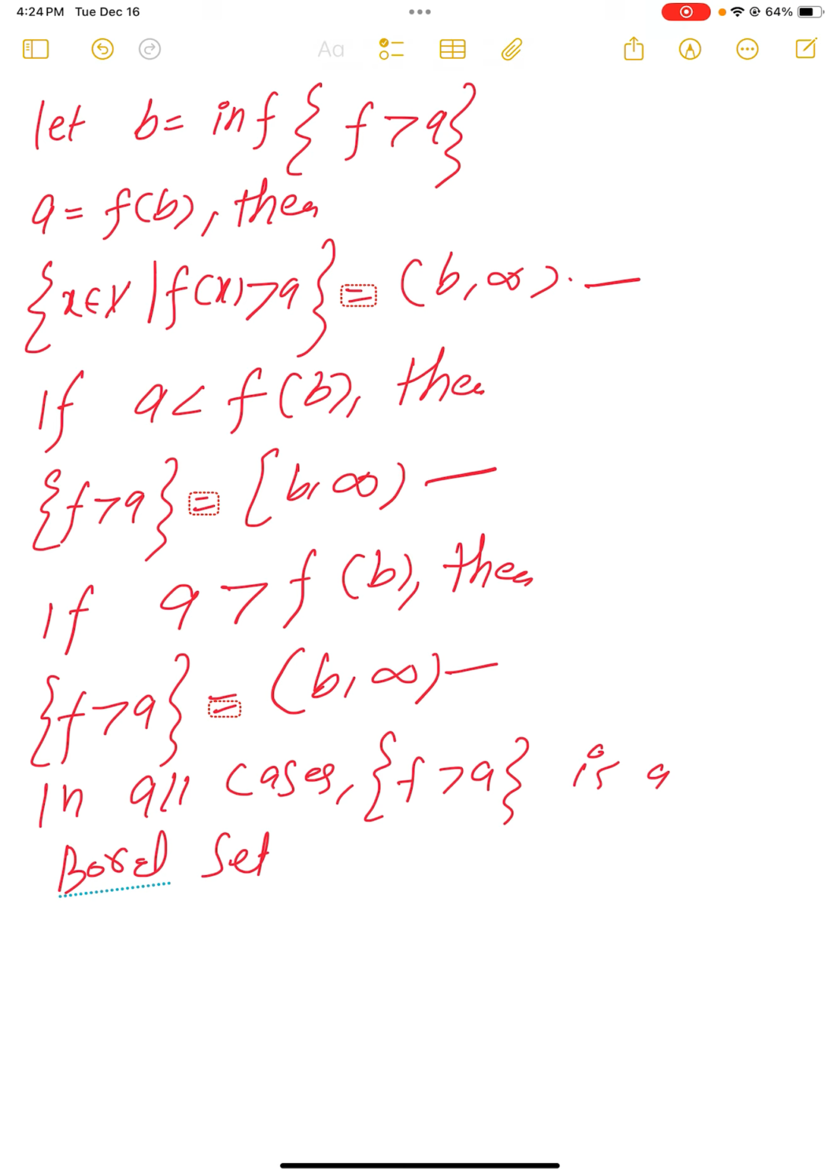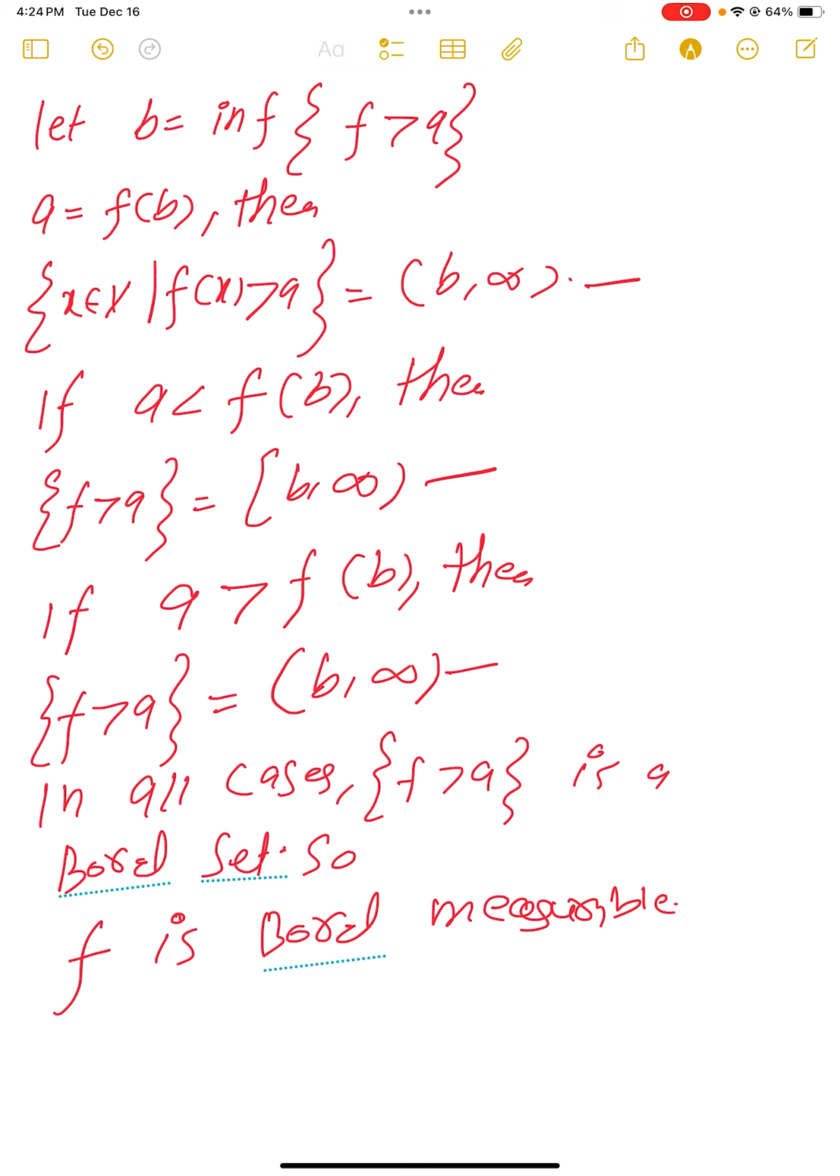Hence we have proved that it is a Borel set. So f is Borel measurable. And that's it. I hope you understand it. I tried my best to do it in a better way. Thank you.